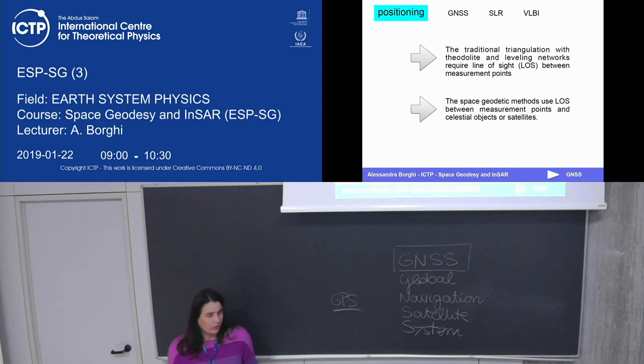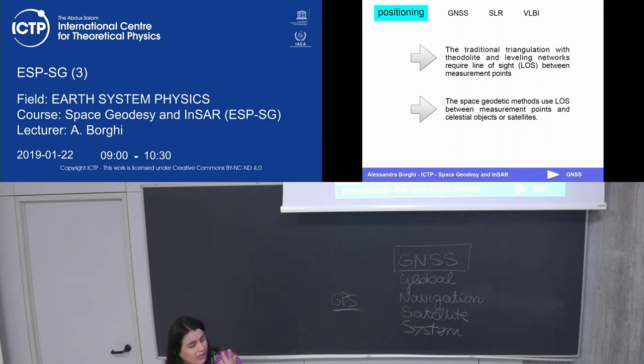Positioning, as we have seen yesterday in the introduction of the course, is a very old problem. Humanity needs to know the position also in the past, for navigation, for mapping, and so on. So before satellite geodesy, positioning was obtained by looking at the stars, for instance in navigation, but also by performing measurements on the Earth using traditional instruments like the theodolite or spirit leveling.